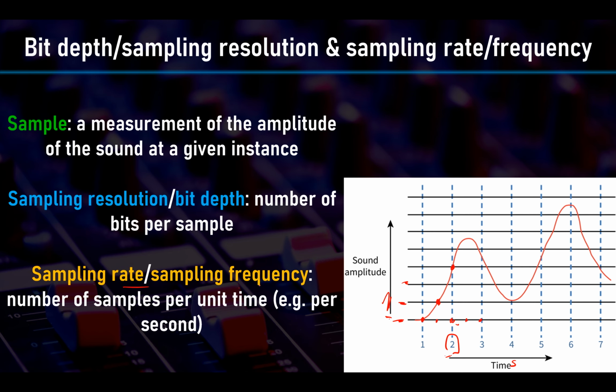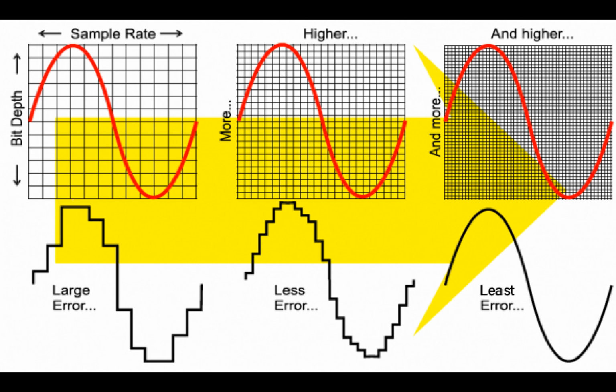Then the sampling rate or sampling frequency is the number of samples per unit time, e.g. per second, which we can see here. As mentioned, if we increase the sampling rate or sampling frequency, and likewise if we increase the bit depth or sampling resolution, then we're just going to get more and more accurate. So when we have the highest, we get the most accurate. If we have a low sampling rate and a low bit depth, we get something that's not very accurate.